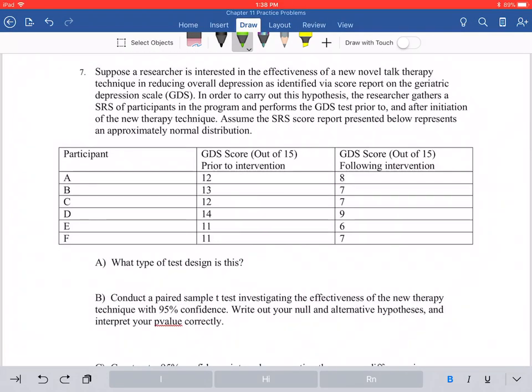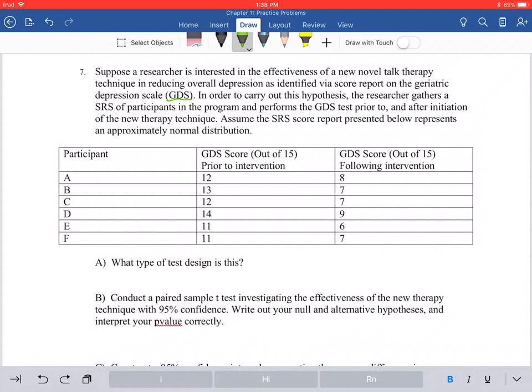So 7. Suppose a researcher is interested in the effectiveness of a new novel talk therapy technique in reducing overall depression as identified via score report on the generic depression scale, or GDS. In order to carry out this hypothesis, the researcher gathers a simple random sample of participants in the program, performs the GDS test prior to and after initiation of the new therapy technique. Assume the simple random sample score report presented below represents an approximation normal distribution.